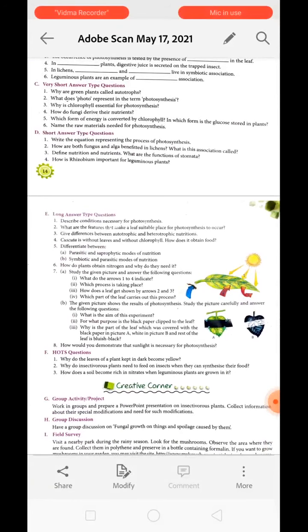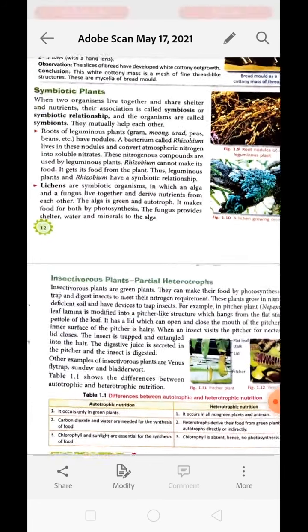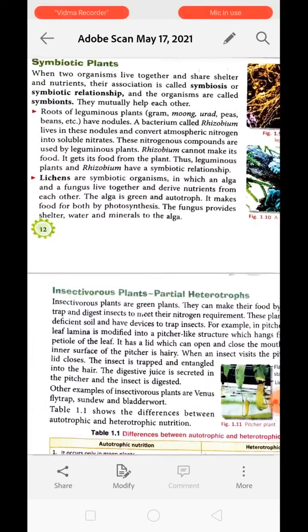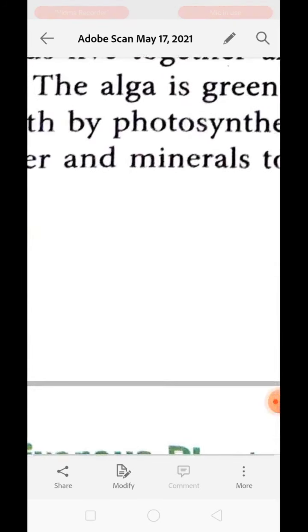Question number 2. How are both fungus and algae benefited in lichens, and what is their association called? Now move to page number 12. Okay, lichens, you can see it is given, third line of lichens over here.